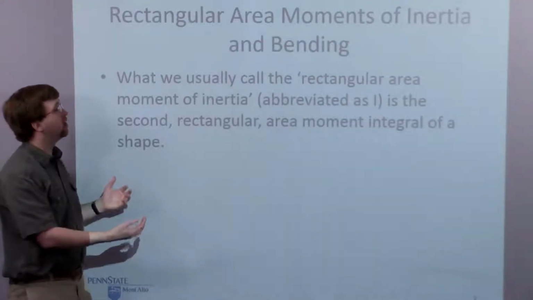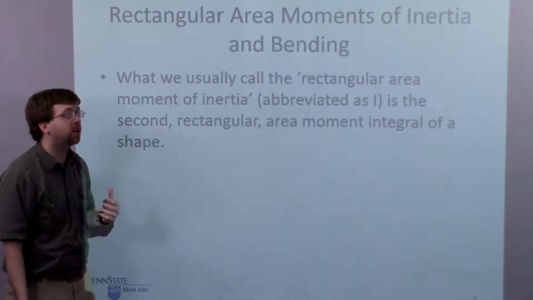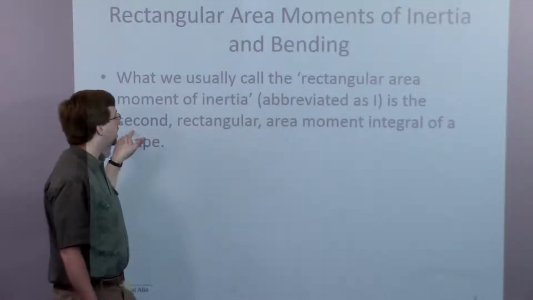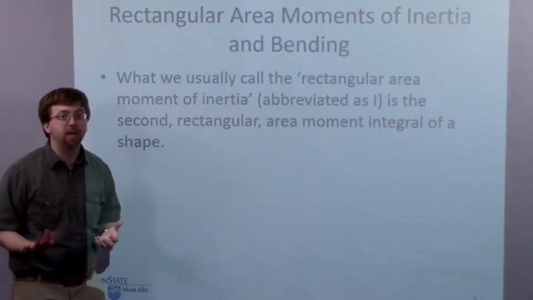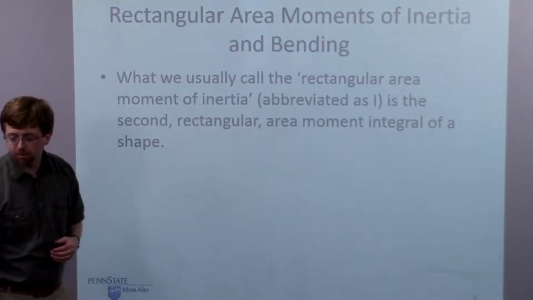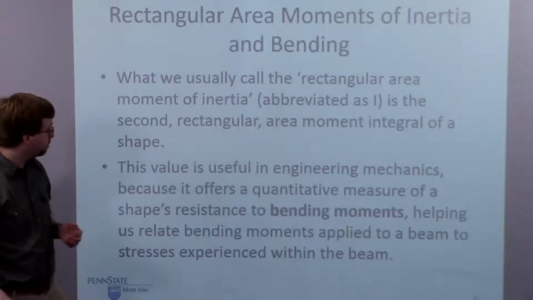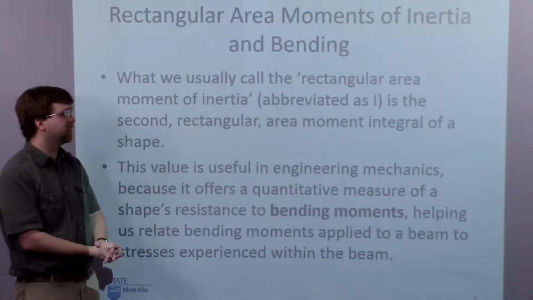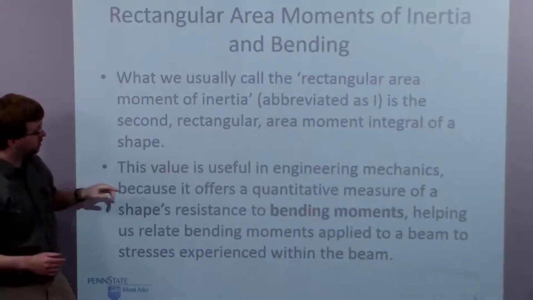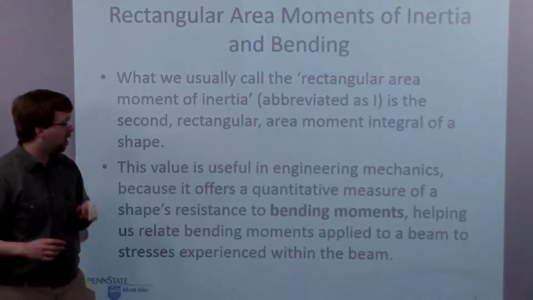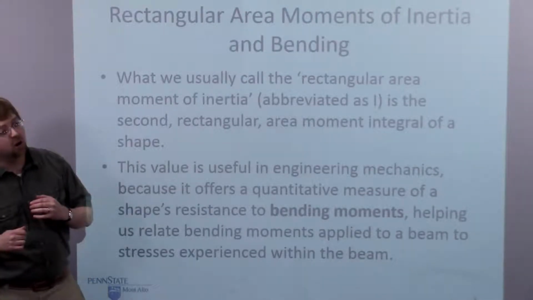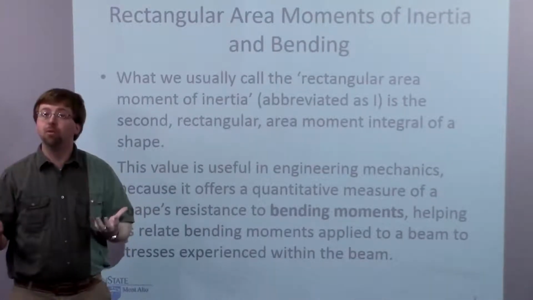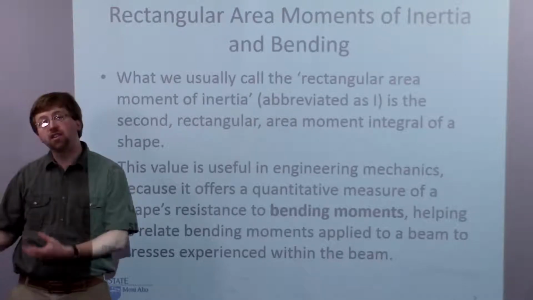So usually what we call the rectangular area moment of inertia is the second rectangular area moment integral of some shape, usually the cross section of a beam that we're subjecting to bending loading. And this value is useful in engineering mechanics because it offers a quantitative measure of that shape's resistance to bending moments. And that's going to help us relate moments that are applied to some beam to the stresses that we experience within the beam.